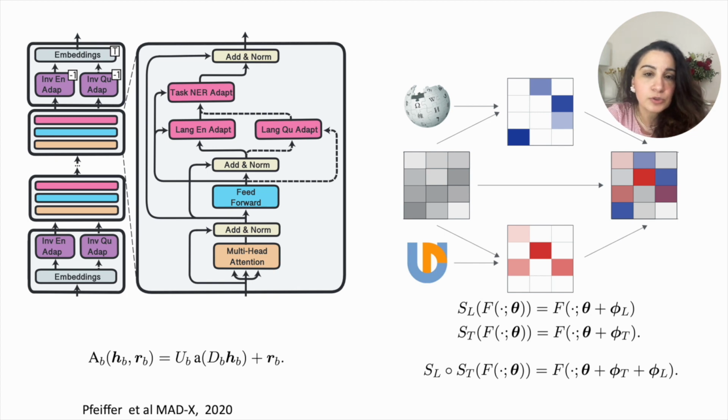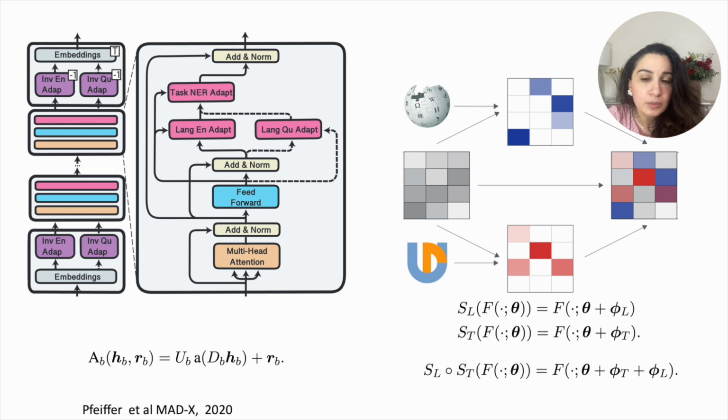Language and task adapters are added to each transformer layer. Language adapters are trained via masked language modeling, and task-specific adapters are stacked on top of source language adapters when training on a downstream task, such as named entity recognition. This is shown in solid lines. During zero-shot cross-lingual transfer, source language adapters are replaced with target language adapters. This is shown in dashed lines.